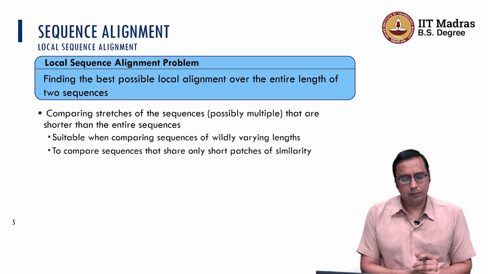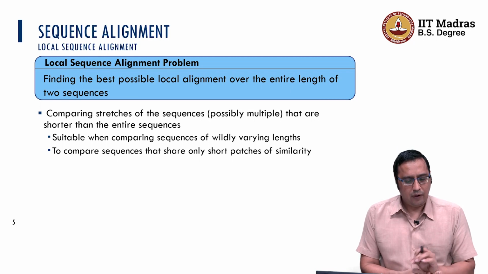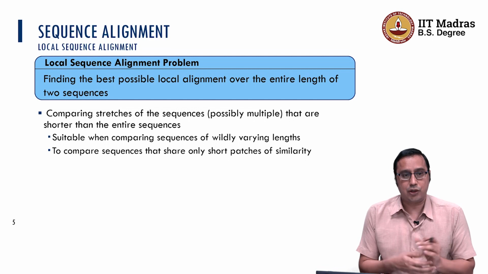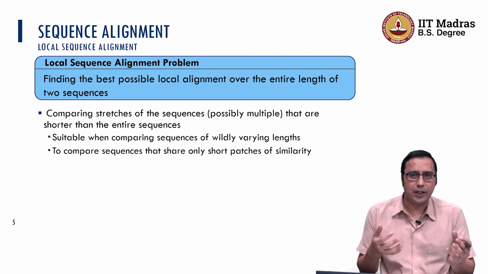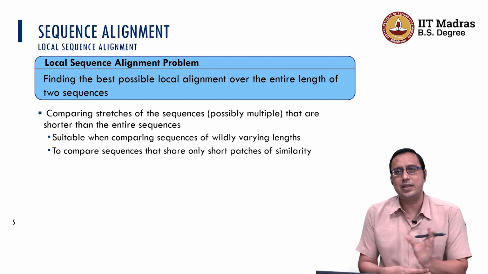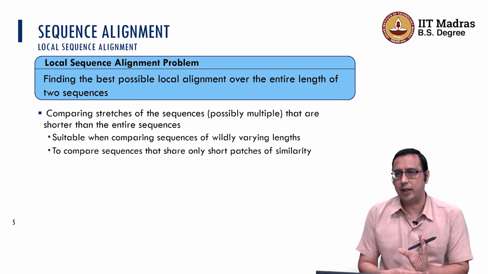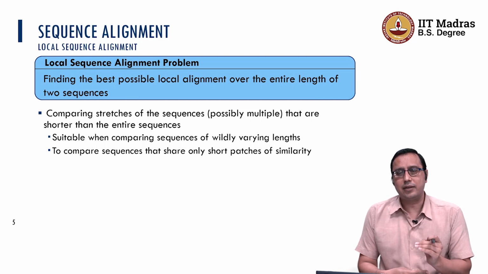Why do we need to perform local sequence alignment, and when do we want to formulate a local sequence alignment problem? If I am comparing stretches of the sequences that are shorter than the entire sequence, so I have a reference sequence and I have some shorter sequence, and I want to know where in this reference sequence this particular shorter sequence can align, then a local sequence alignment problem makes sense to us, and we would like to formulate this problem as a local sequence alignment problem.